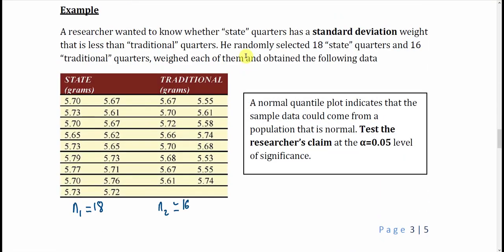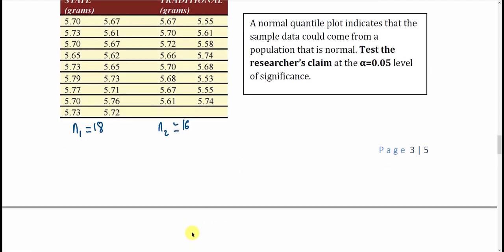He randomly selected 18 state quarters and 16 traditional quarters, weighed each of them, and obtained the following data. A normal quantile plot indicates that the sample data could come from a population that is normal. The researcher tests the claim at the level of significance alpha equals 0.05. There are 18 data for sample 1 and 16 data for sample 2, so N1 is 18 and N2 is 16.